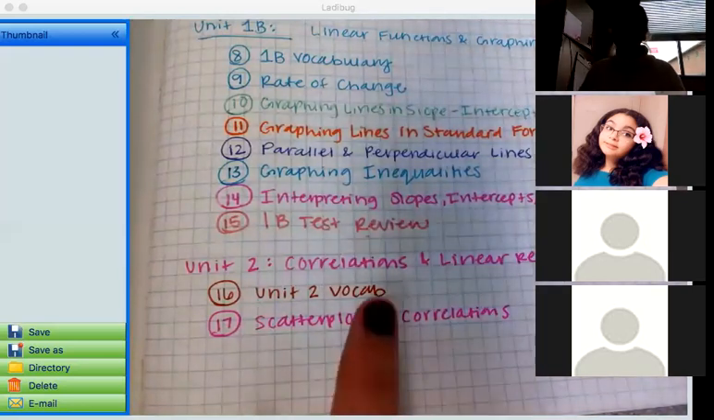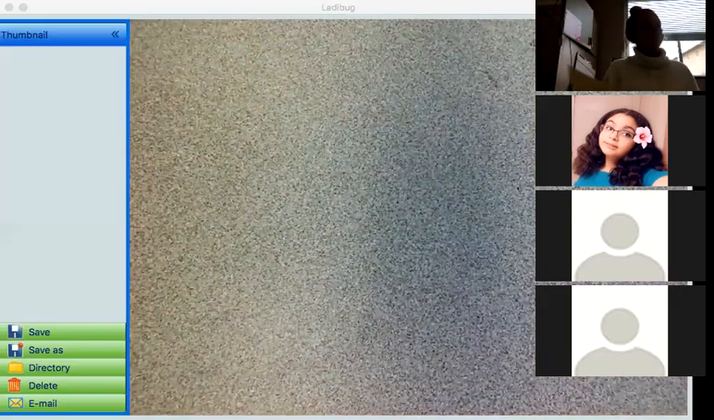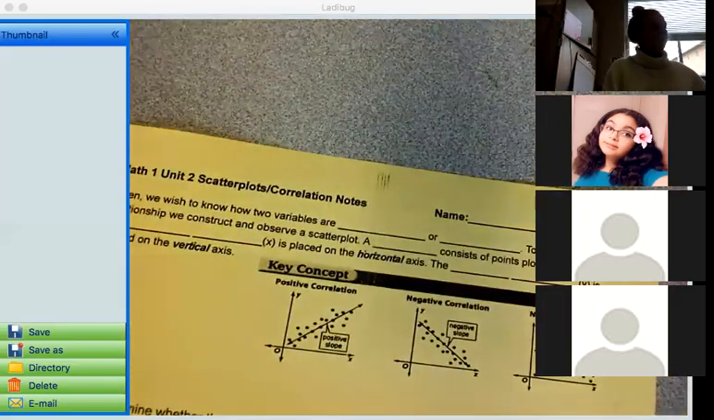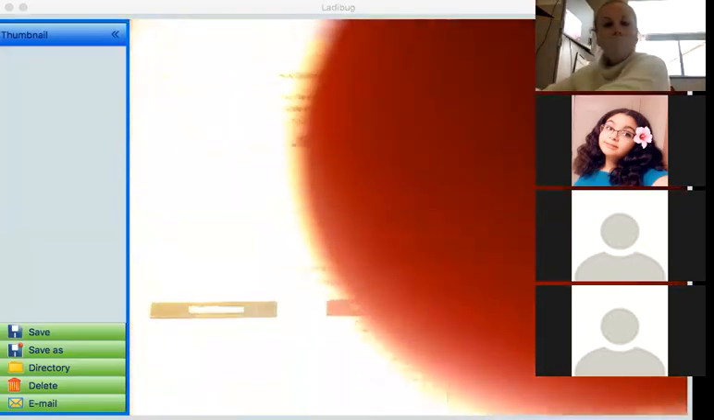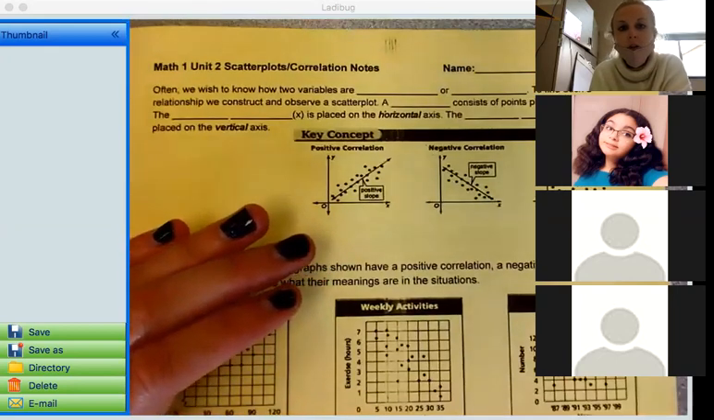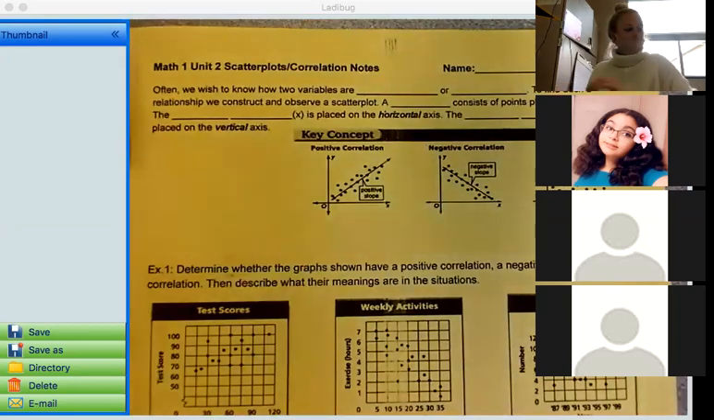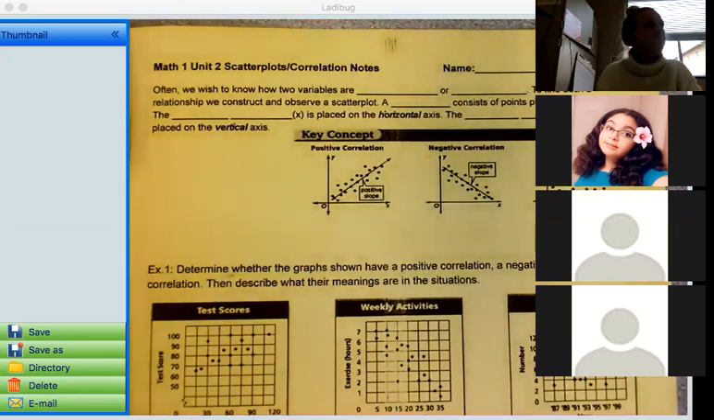All right, so make sure you have page 17 labeled scatter plots and correlations. I can help y'all set up your notebooks later. If you are copying this, I will help you abbreviate, okay? Y'all ready? I can help you with your notebook later, babe. All right.